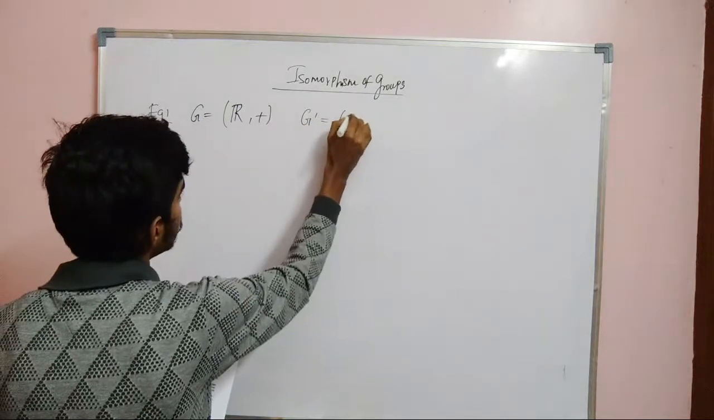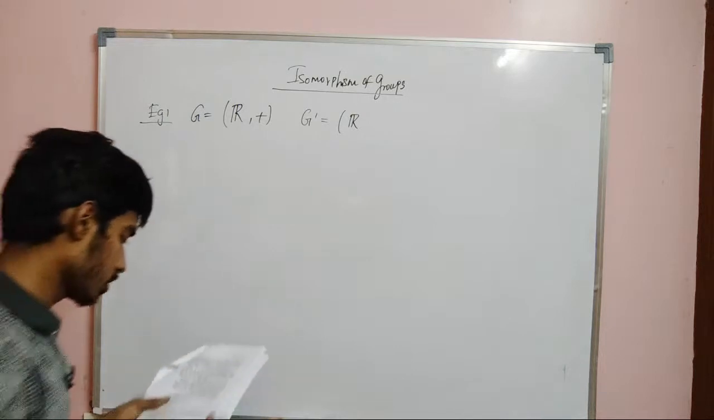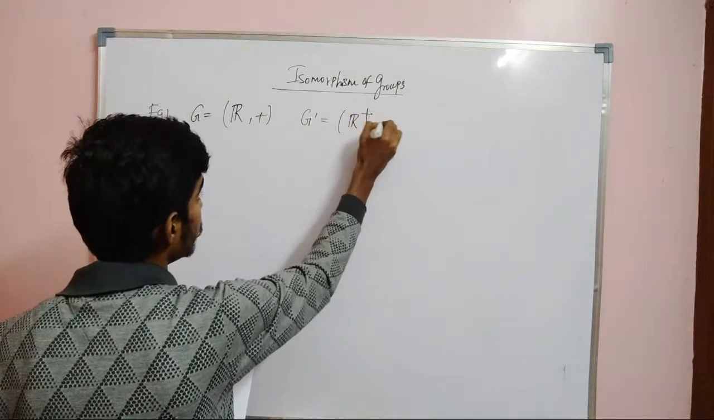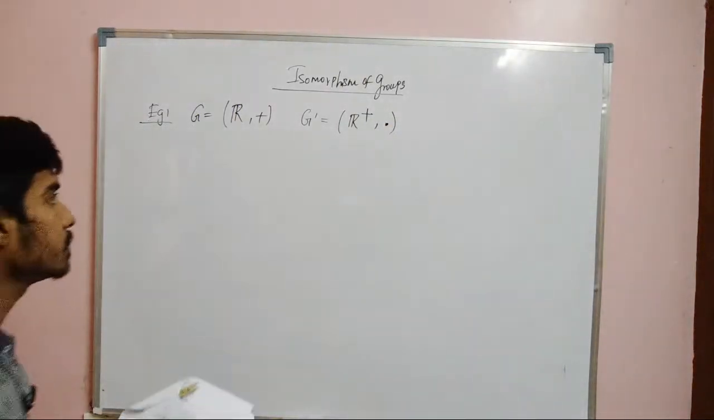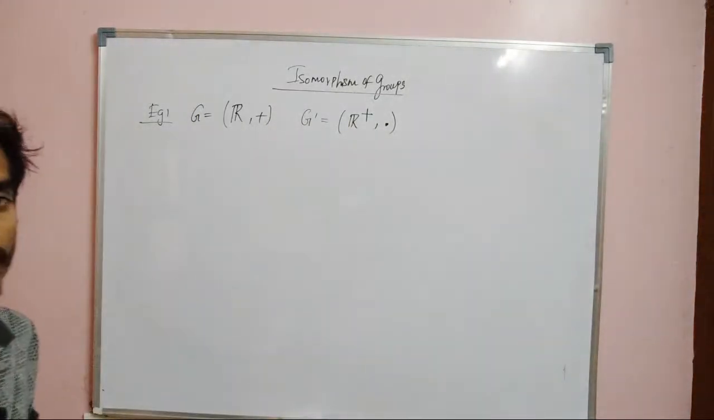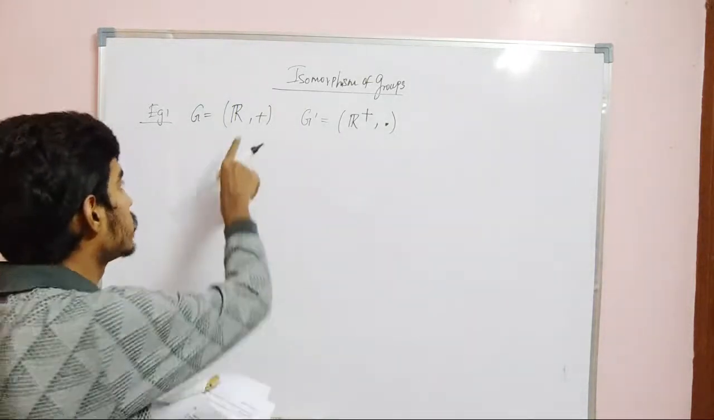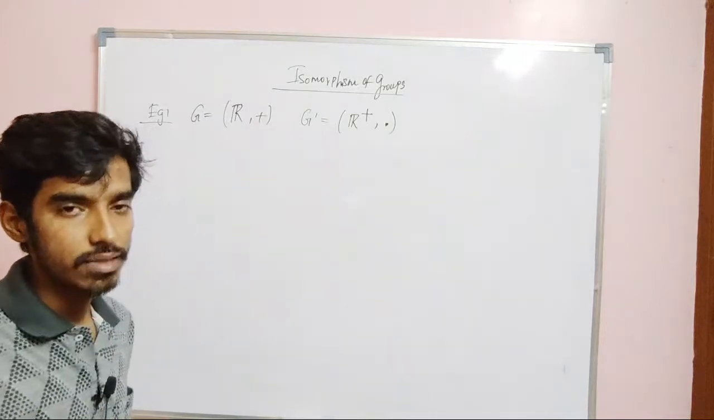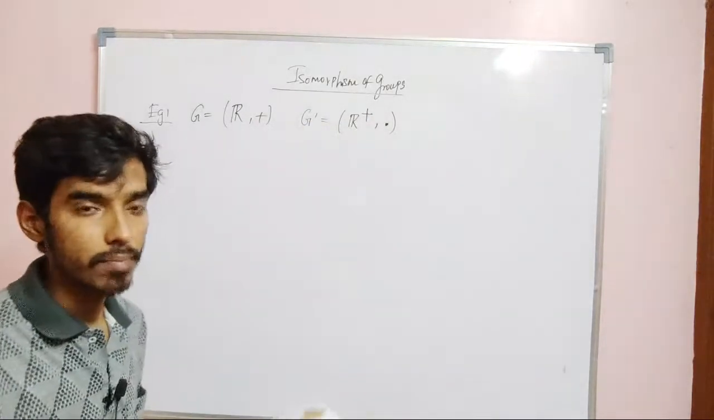Example 1: positive real numbers under multiplication. So I'm going to say both are the same, right? It will be more interesting. The set of all real numbers under addition is isomorphic to the set of all positive real numbers under multiplication.